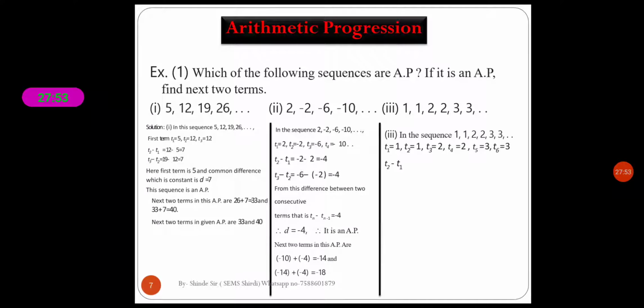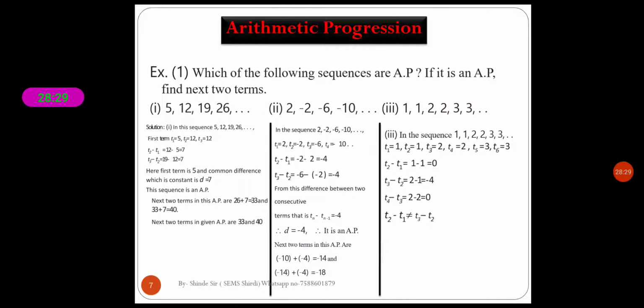Now here t2 minus t1 is 1 minus 1, which is 0. t3 minus t2 is 2 minus 1, sorry, my mistake, it is 1. And t4 minus t3 is 2 minus 2, which is 0. This means that t2 minus t1 is not equal to t3 minus t2. So the difference between two consecutive terms is not constant.